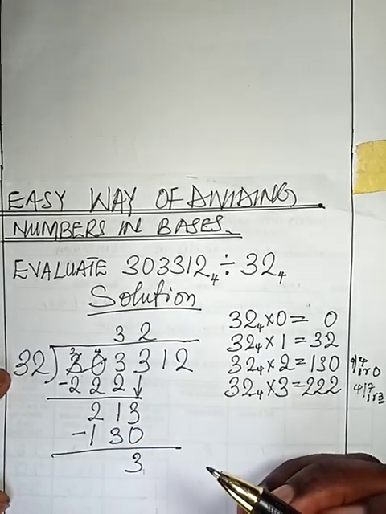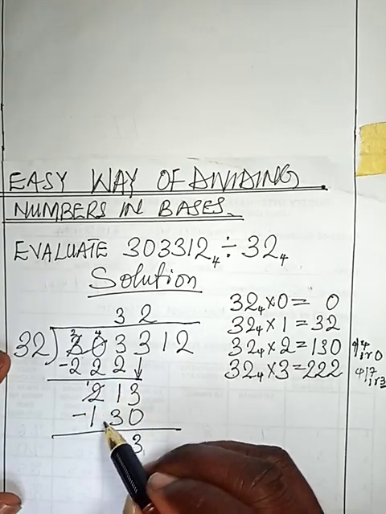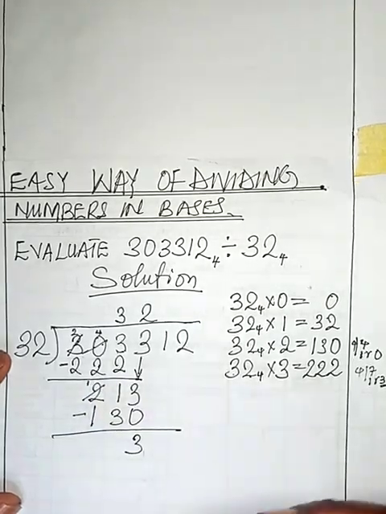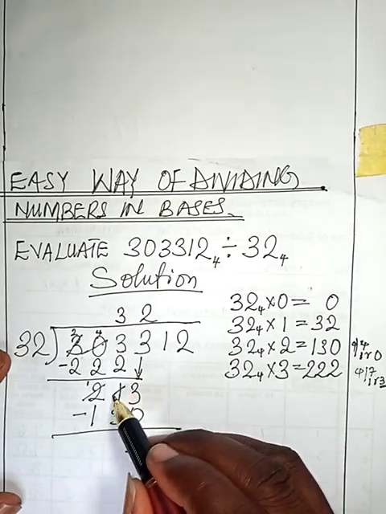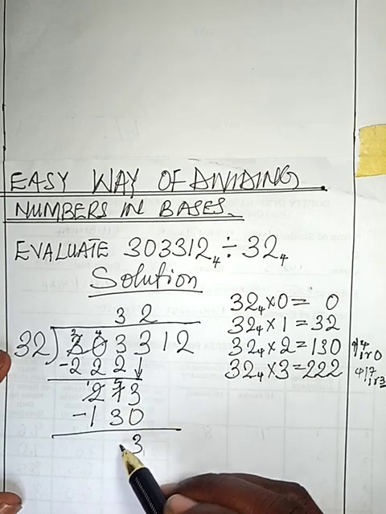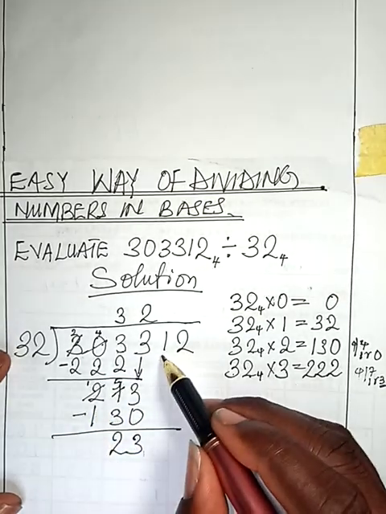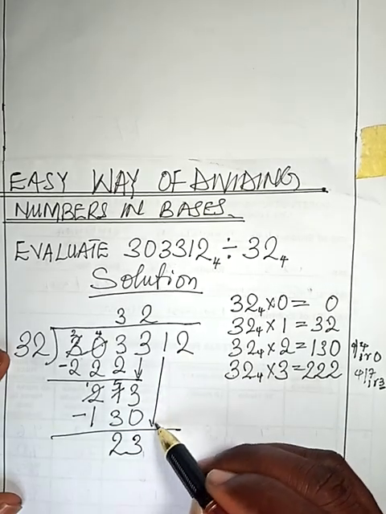1 minus 3 cannot go. We'll regroup. Take 1 from here. 1 is remaining. The one you picked here becomes the base 4. 4 plus this one is 5. Now 5 minus 3 is 2. Now 1 minus 1 is 0. So we'll leave that, and then we'll bring down this.